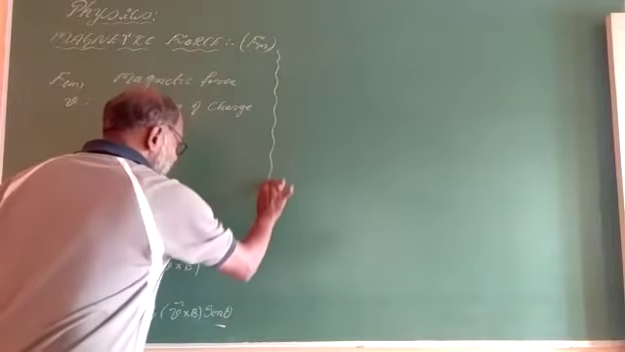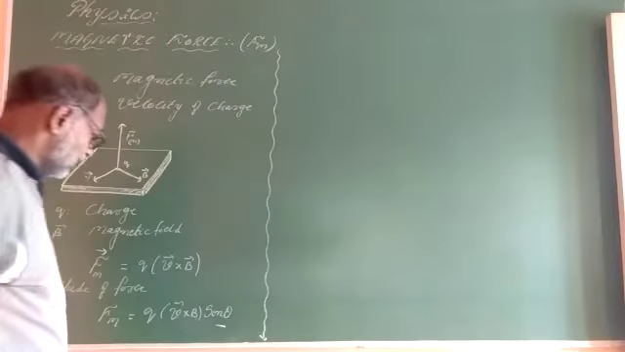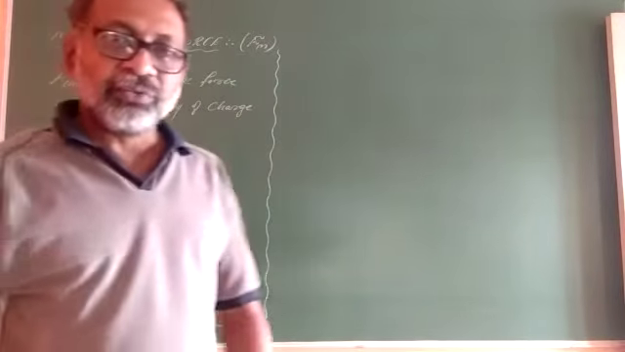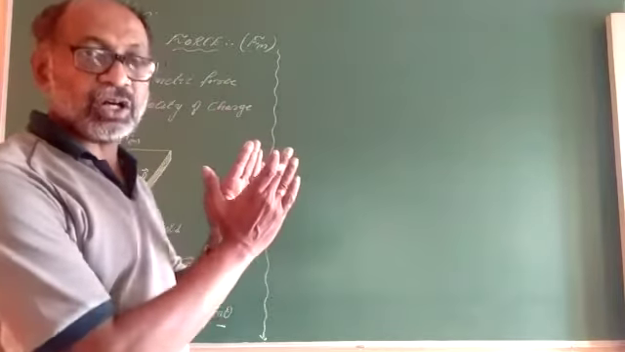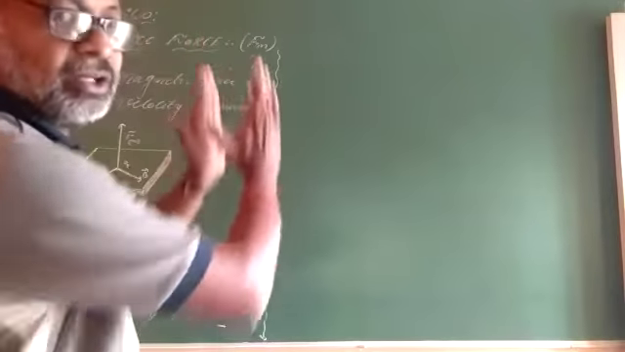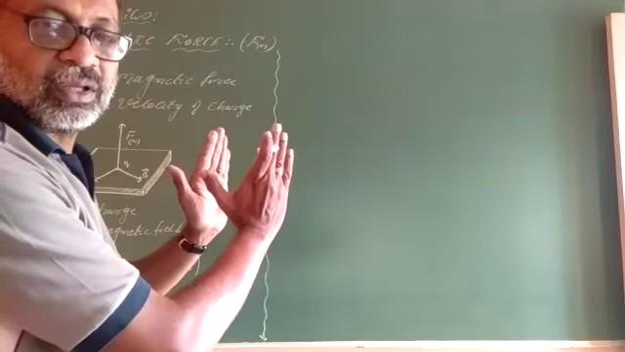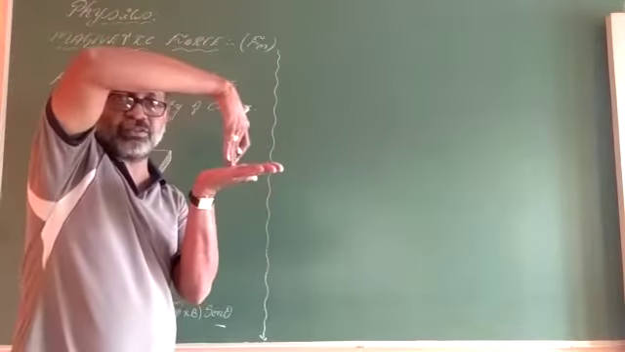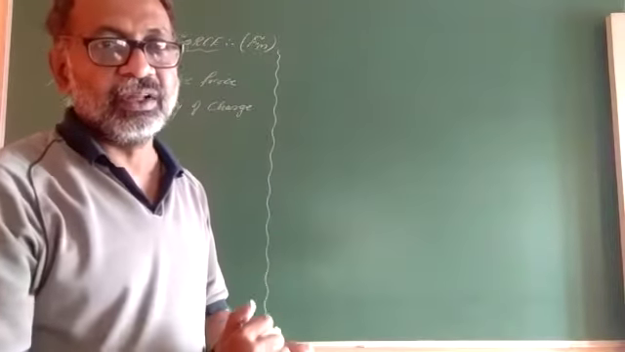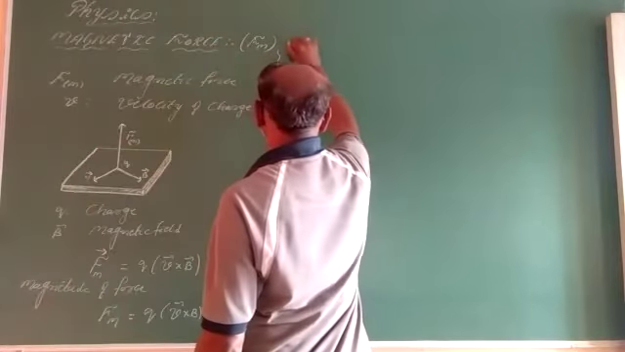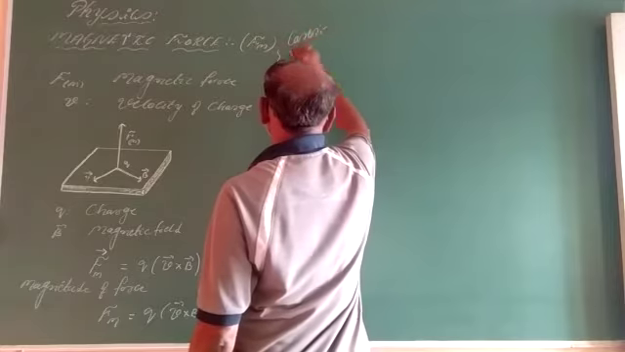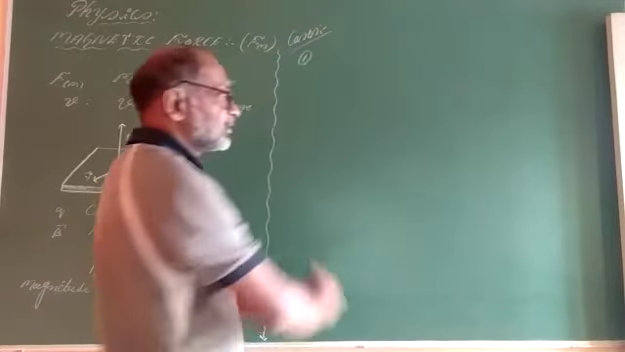Now we have several cases for this. The magnetic field and the velocity of the charge may be parallel like this, or perpendicular like this, and if there is no velocity for the charge, then what happens? There are 4 cases. Let us study the first case.